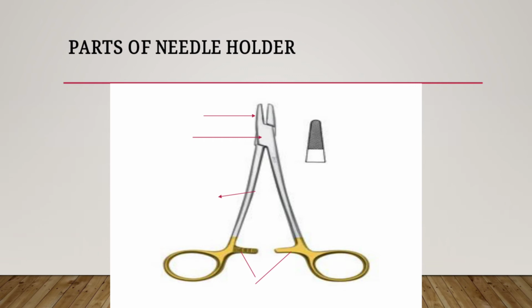Parts of the needle holders. There are various parts of the needle holders also, like that of scissors, in which the very first part is the jaws. This is the jaw anatomy.